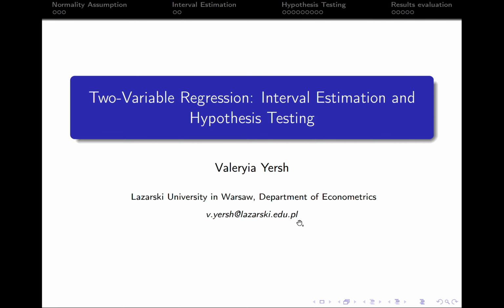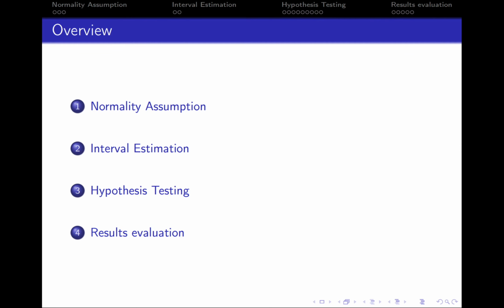And we continue talking about the two-variable regression analysis, and today I would like to discuss something very important, which is interval estimation and hypothesis testing. From this slide you can get the quick overview of today's lectures. First, I will start with normality assumption, which is very crucial for being able to undertake interval estimation and hypothesis testing. Then I will move to the parts related to interval estimation, followed by hypothesis testing, and in the end I will show you how you can evaluate your results.